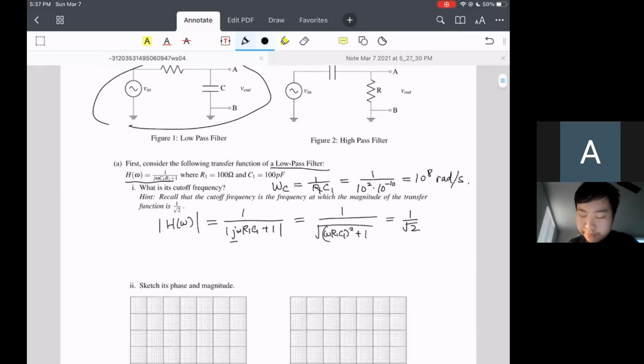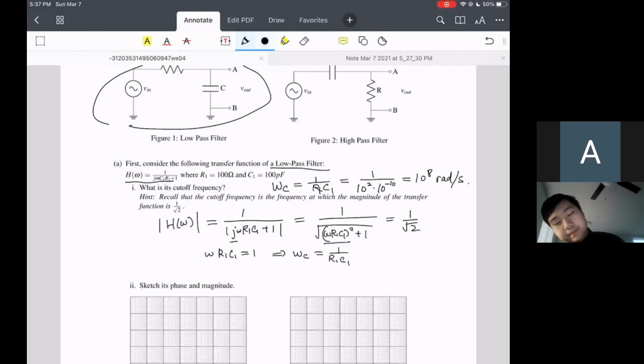We want this value to be 1 over root 2, so we're trying to find an ω such that ωR1C1 is equal to 1. And so the cutoff frequency ω_c is just 1 over RC. As a reminder, the cutoff frequency of a filter doesn't have to be 1 over RC. It just happens that in the case of a CR filter or RC filter, we have this cutoff frequency. It doesn't always have to be like that. In the second part of the question, we're asked to sketch its phase and magnitude, so we're asked to actually draw the Bode plots.